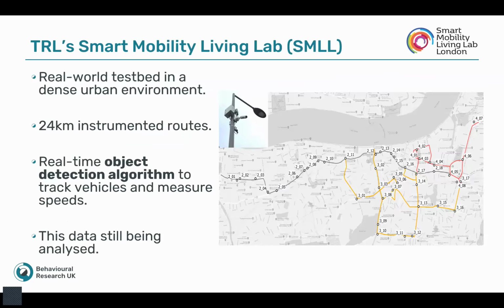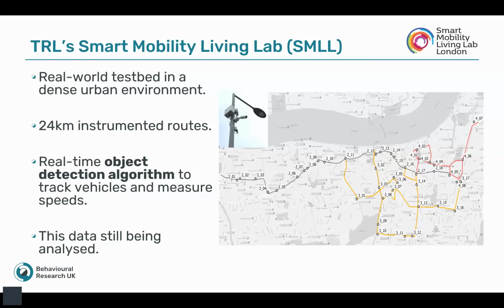So we used 2 ways of measuring speeds in this piece of work. Now, the work was carried out in something called the Smart Mobility Living Lab in London, which is a real-world test bed. It's got around 24 kilometres of instrumented roads with cameras and various other sensors. You can see some examples there on the picture in the top left of the map. But basically, lots of those columns around this environment with various sensors and cameras that we can use to essentially understand what's going on in that environment.